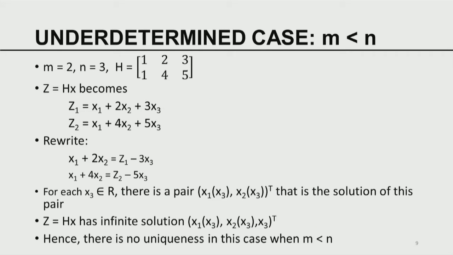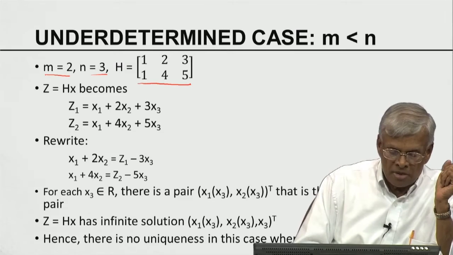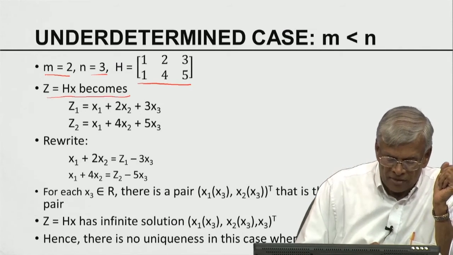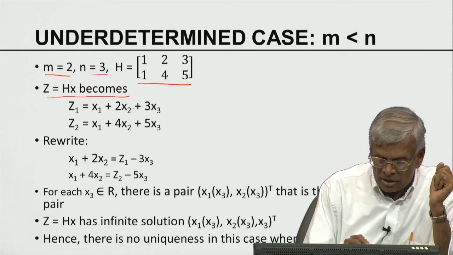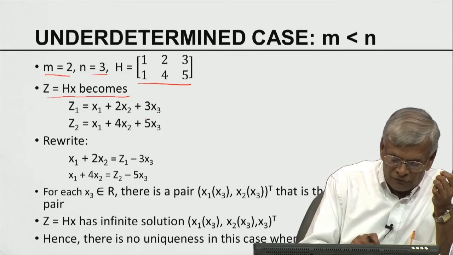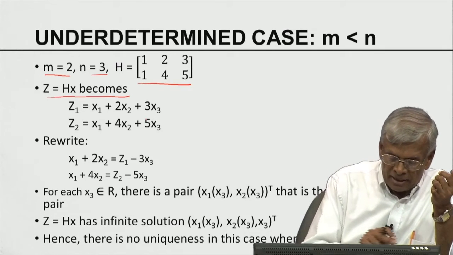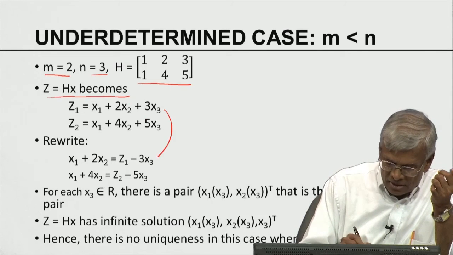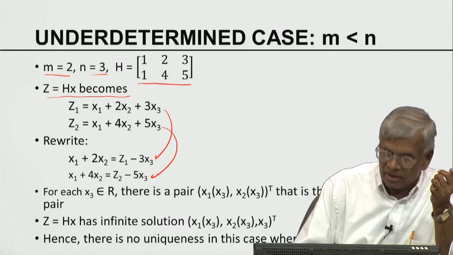Now let us worry about the underdetermined case. Let m be 2, n be 3. In this case, I am assuming h is of this form. I would like to be able to solve the equation z is equal to h of x. In this case, z1 is given by this, z2 is given by this. Now what can I do? I can take the first two variables on one hand and move the third variable to the other side. So I can rewrite the first equation like this, and I can rewrite the second equation like this.